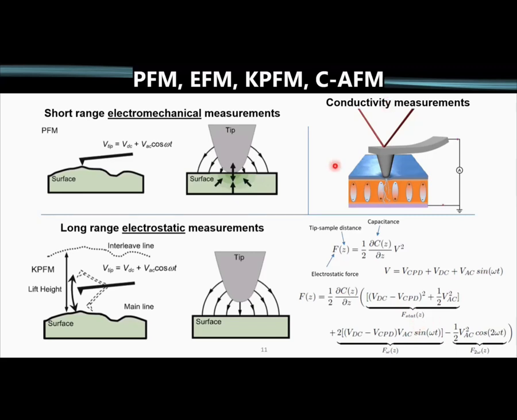Another contact mode electrical technique that I'll be talking about today, mostly at the end when I'm talking about my own research, is conductivity measurements, so CAFM. In that case, you're applying a bias and measuring the leakage through the material, through the film thickness. But you can also have configurations where you have some electrode and you're measuring a lateral, in-plane conductivity or current.